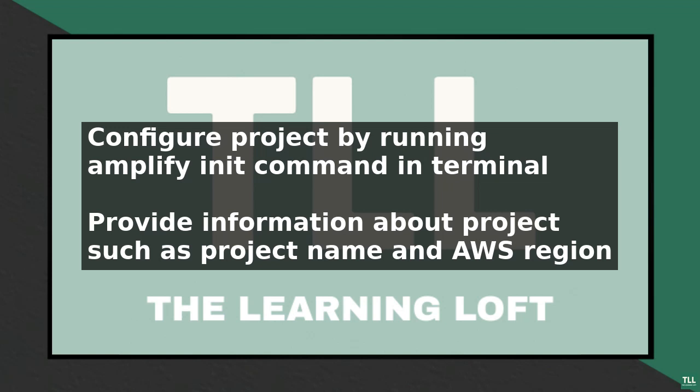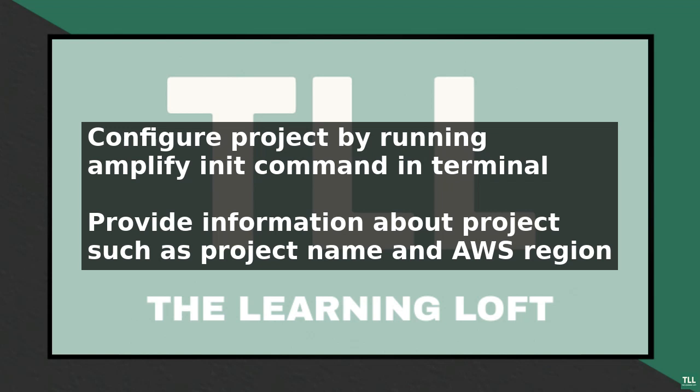Step 2. Define your API. After configuring your project, you can define your API using the command amplify api. This command will prompt you to choose the type of API you want to create, such as REST or GraphQL. You can then define the API endpoints and the data models for your API.